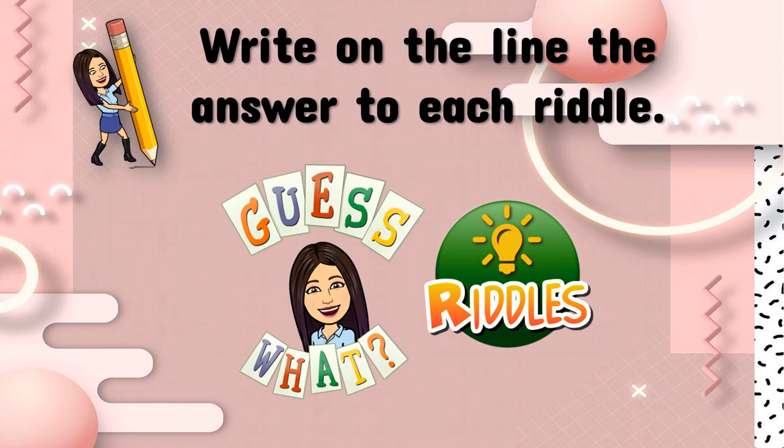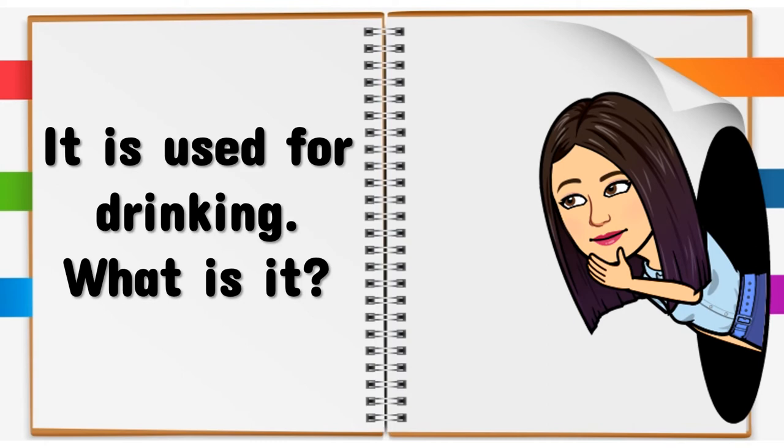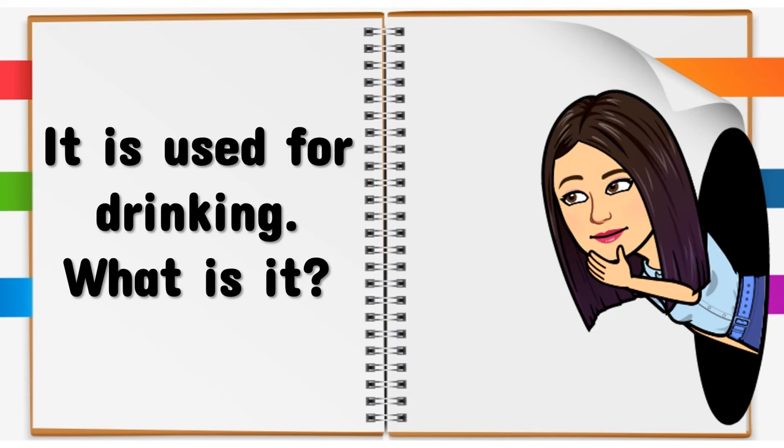Write on the line the answer to each riddle. To actively participate in this activity, you may write your answer in the comment section. It is used for drinking. What is it? The correct answer is glass.